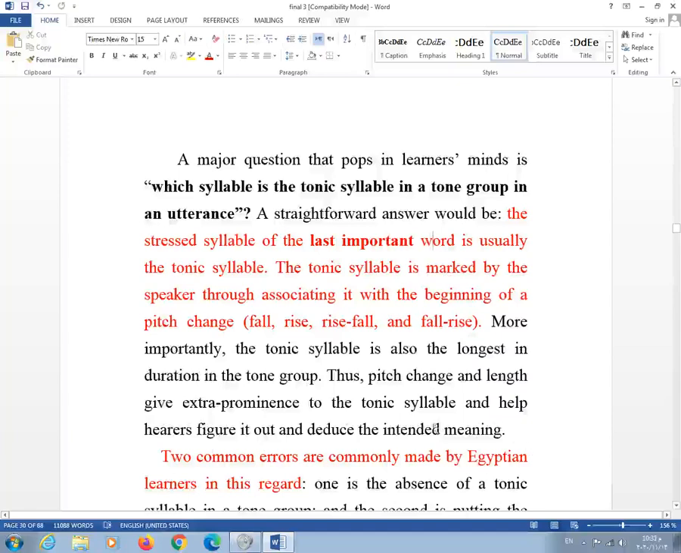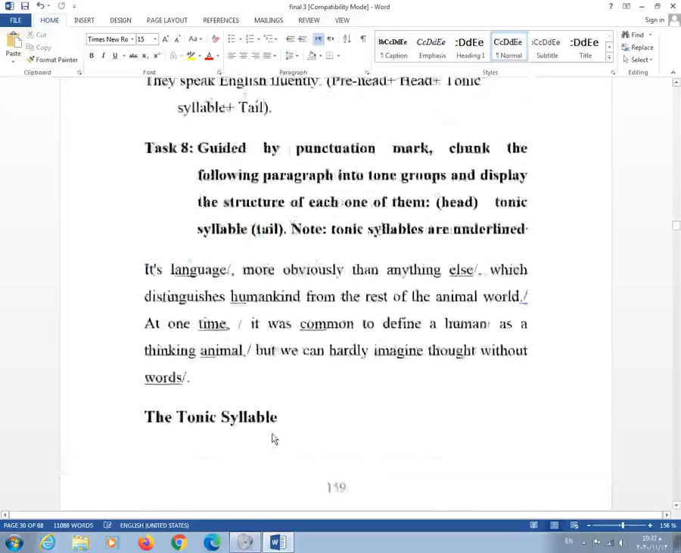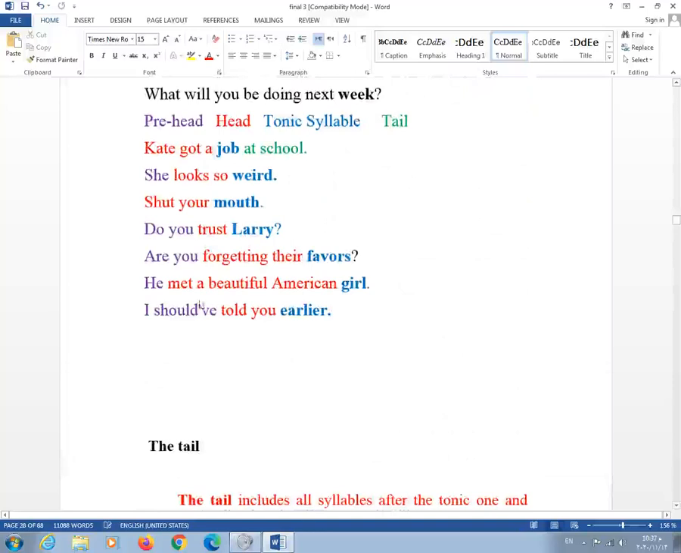Okay? So whenever you have, let's see this one example. Yes. She looks so weird. أكتر حاجة سمعتها وباينة weird. Shut your mouth. Do you trust Larry? Larry? Are you forgetting their favors? Favors. He met a beautiful American girl. Okay? I shouldn't have told you earlier. Kate got a job at school. A job. And so on.